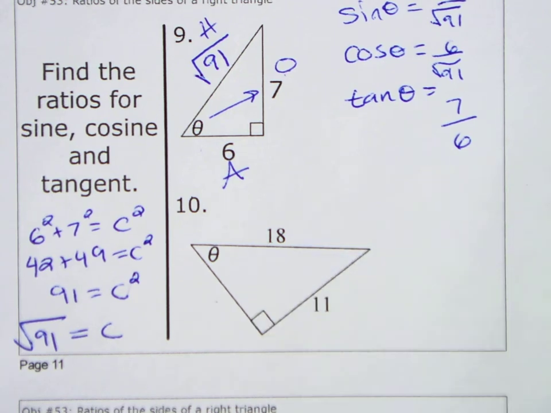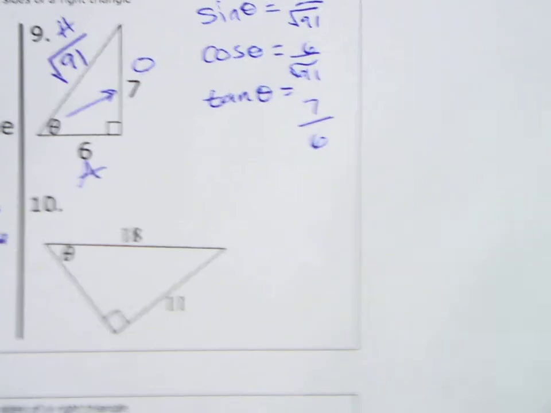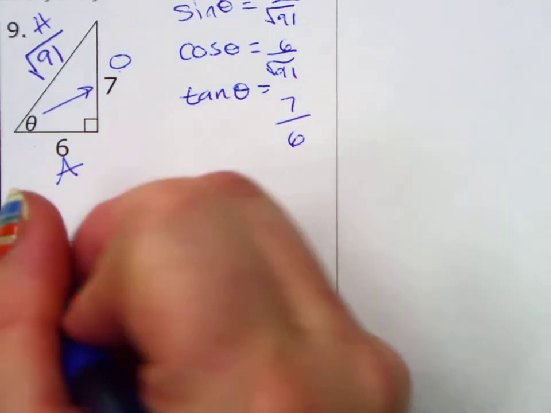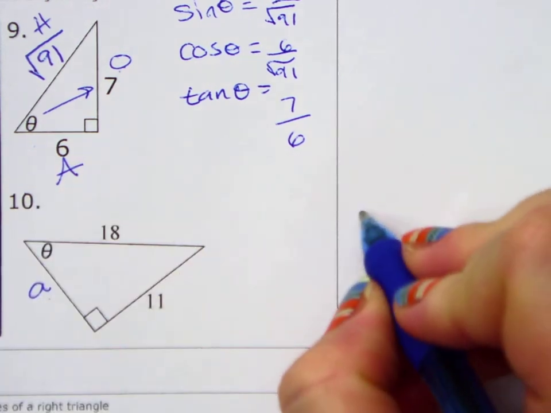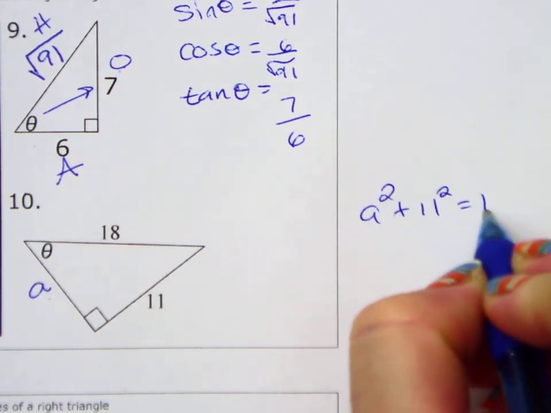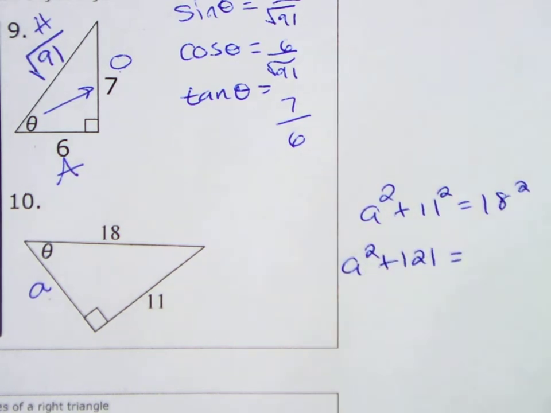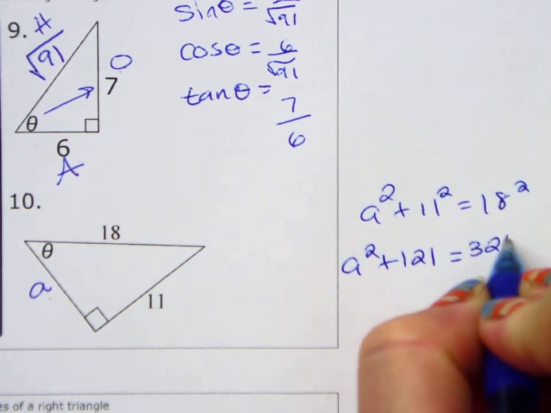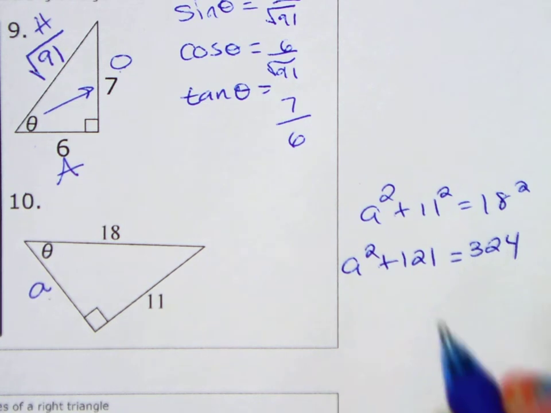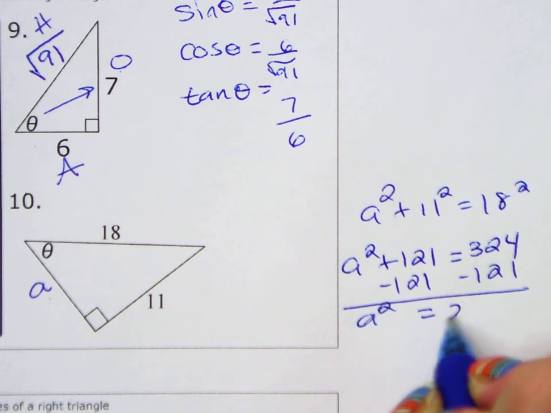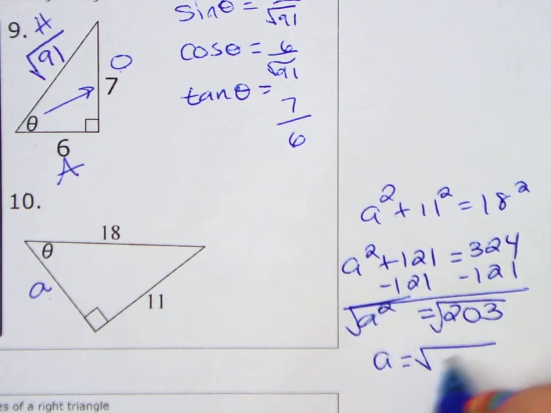Again, we have to find the missing side. Let's do it over here. So that's either your A or your B. We can actually call it A since that's the adjacent side anyways. Let's call it A. A squared plus 11 squared equals 18 squared. A squared plus 121. I have no idea what 18 squared is. 324 minus 121. A squared is 203. And that is not a perfect square.